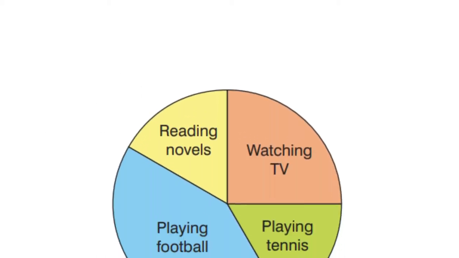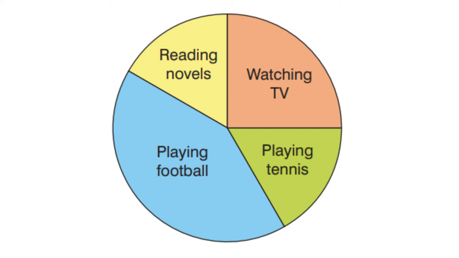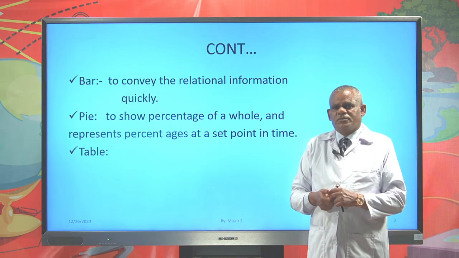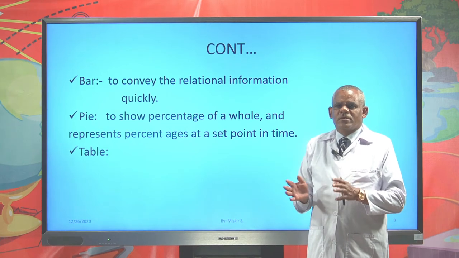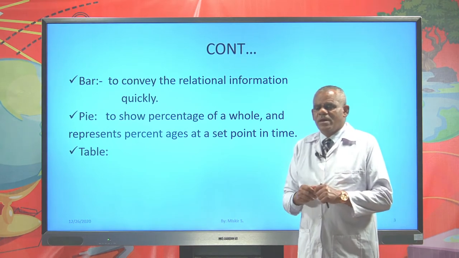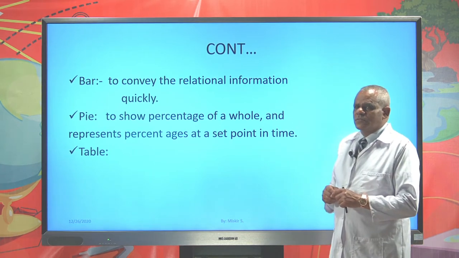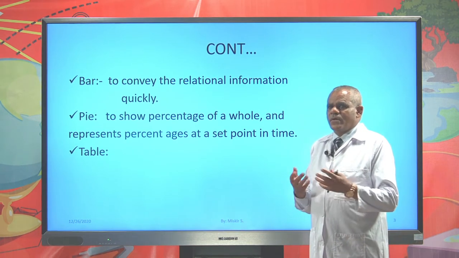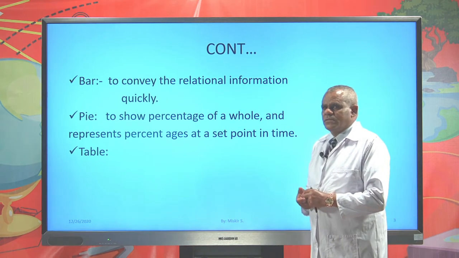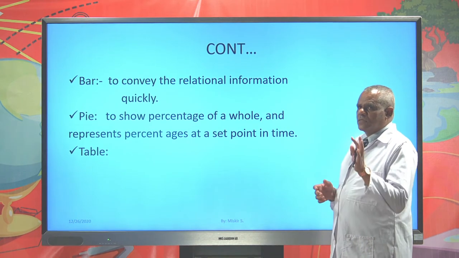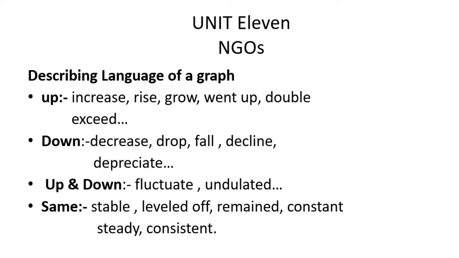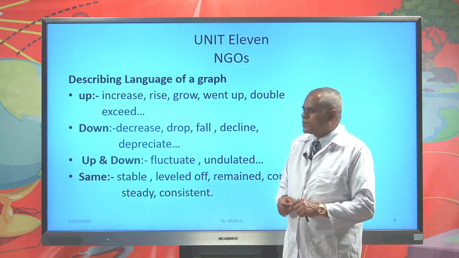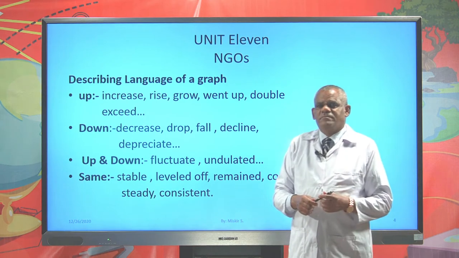If you want to show the percentage of certain data, a pie chart is very important. Finally, that is a table, to show the categories, to show the groups. So, keep these terms or vocabularies in mind before you study the important data comparison vocabularies. I would like to remind you of all these issues. And then, let's see the language. There are very important languages of a graph, right?